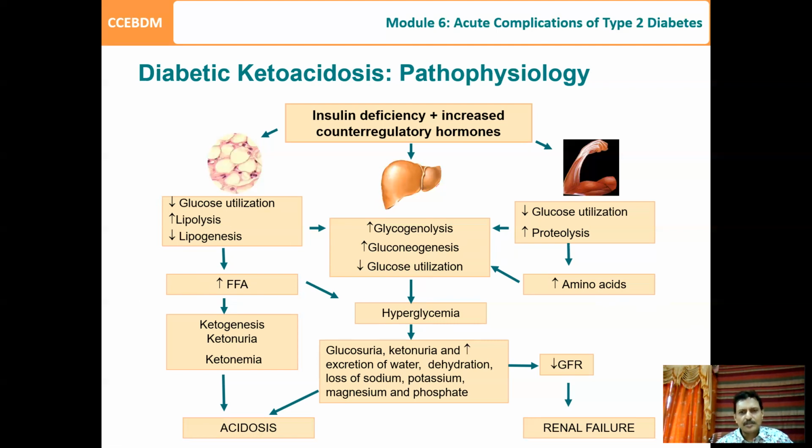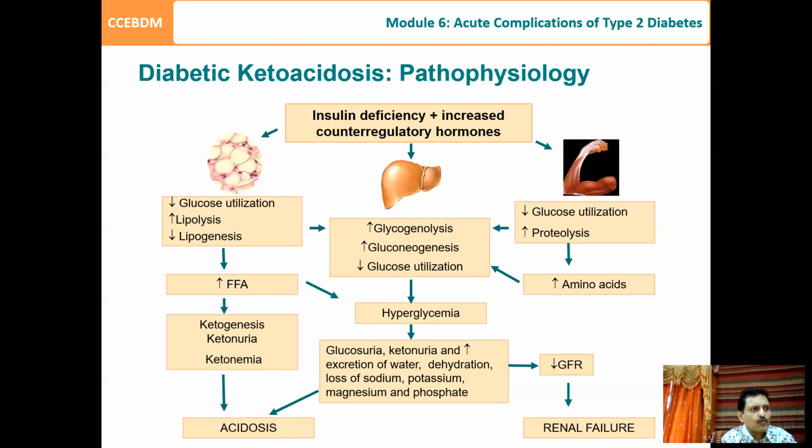So what will happen? Number one, there will be severe hyperglycemia because of glycogenolysis, gluconeogenesis, and because of the reduced glucose utilization. Why? Because there is no insulin. So because there is no insulin, there is no glucose utilization. So there will be severe hyperglycemia.